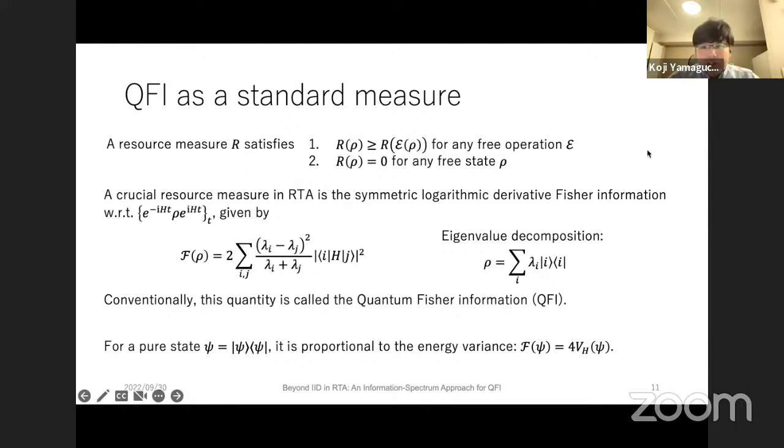In the resource theory of asymmetry, a standard measure is the symmetric logarithmic derivative quantum Fisher information with respect to the family of states generated by the time translation. And by using the eigenvalue decomposition, the explicit form of this quantity is given by this equation. And conventionally, this quantity is simply called the quantum Fisher information. And for a pure state, the quantum Fisher information is given by 4 times the variance of energy. So this is a quantifier of the quantum fluctuation with respect to energy eigenvalues.